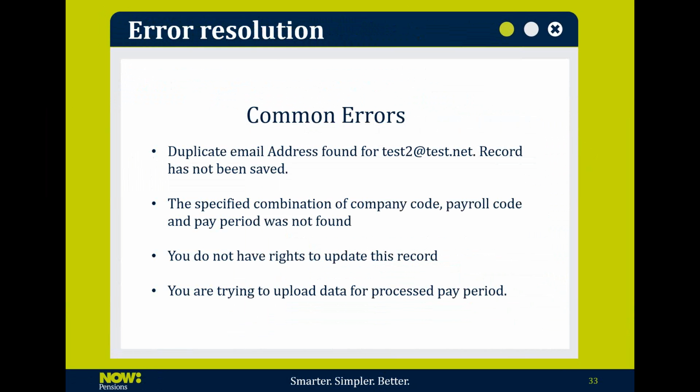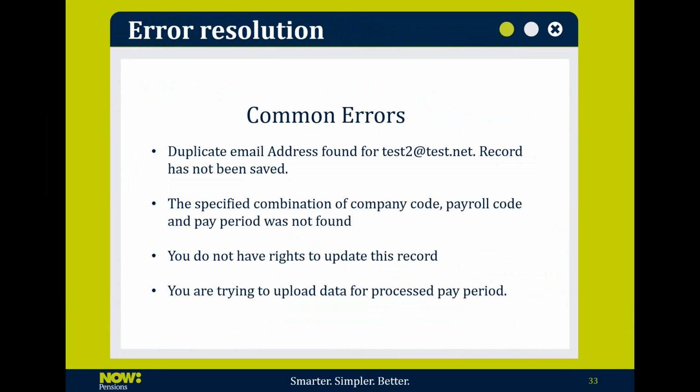The next error is the specified combination of company code, payroll code, and pay period was not found. This means that the pay period has not been set up on the portal for that payroll code. You will have to add these as described earlier, ensuring that the pay start on the file matches with the pay period start date on the portal.